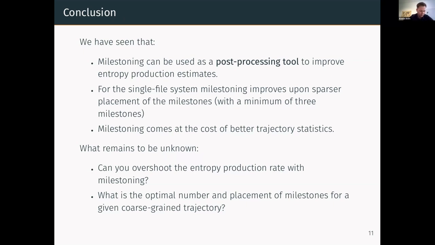Now, one crucial aspect which remains unknown is whether we can actually overshoot the entropy production rate with milestoning, because milestoning is not an injective function of the state space. In fact, it's a functional of the state space. States which are not milestones, at one moment they belong to milestone A, and at other moments to milestone B. And finally, we would also like to know what is the optimal number and placement of the milestones for a given coarse-grained trajectory.